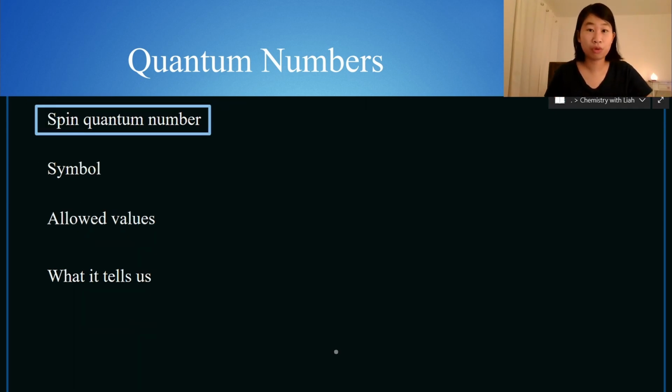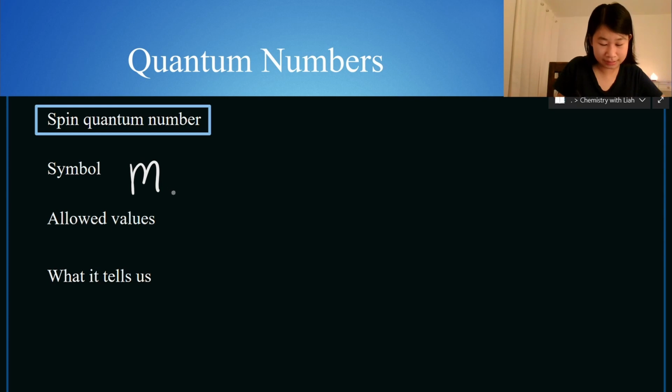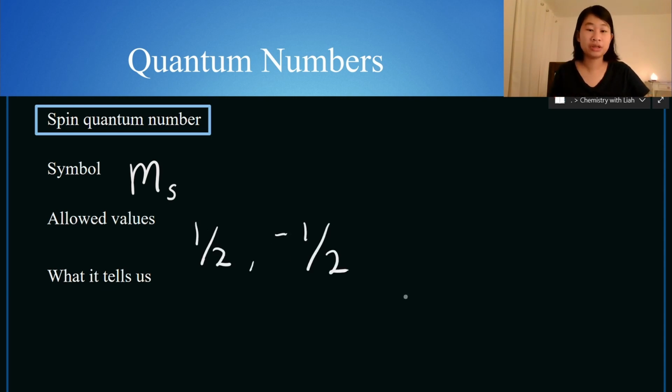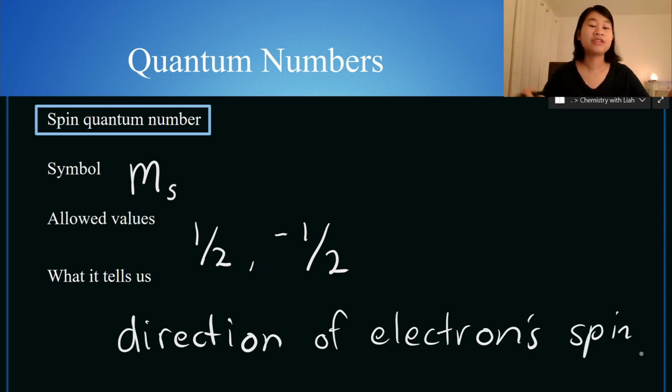Then we have the fourth quantum number, which is the spin quantum number. Alright, and this is going to be symbolized by m sub s. Okay, and allowed values are only 2 of them. There's 1/2 and there's negative 1/2. Okay, so an electron can either have an upward spin or a downward spin, corresponding with positive or negative 1/2 respectively. Alright, and so basically what the fourth quantum number is telling us is the direction in which the electron is spinning, either up or down.